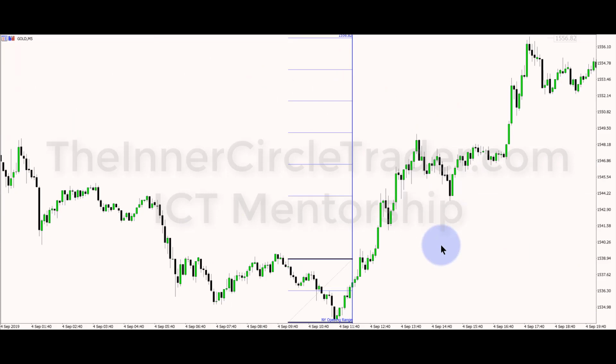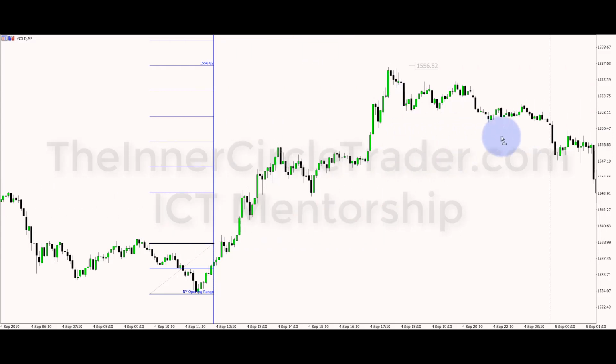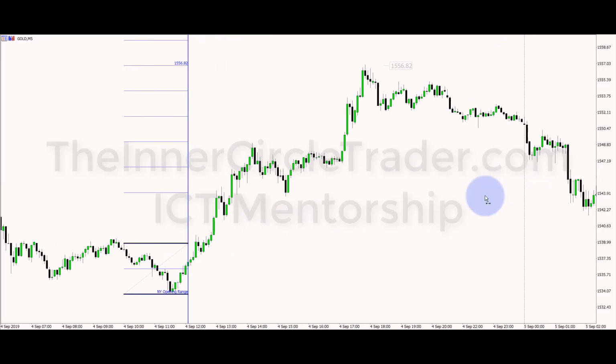And today, the 4th of September, we have the opening range here, and the projected high is 115.56.82, and the high came in at 115.56.92, and we have not made a higher high, and now we're trading in a new day.